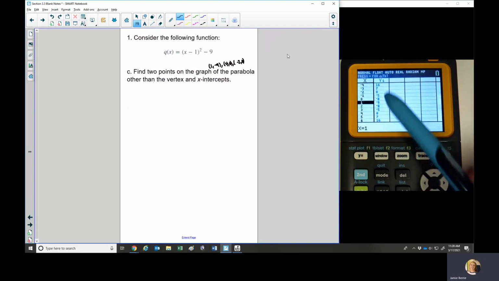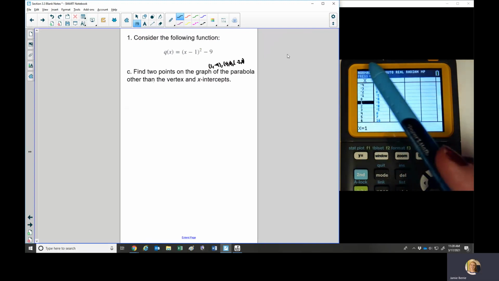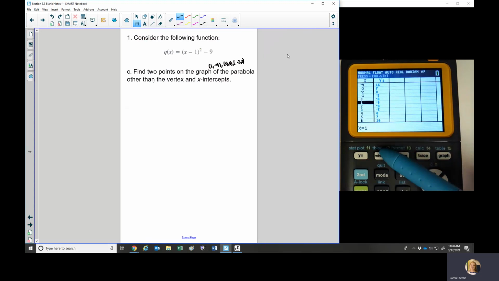If you get to this point and you have a blank table, you can adjust those settings right here where it says table set. You would just go to second window and adjust your table settings. All I need to do here is pick 2 of these points. You can pick any 2 that you want.